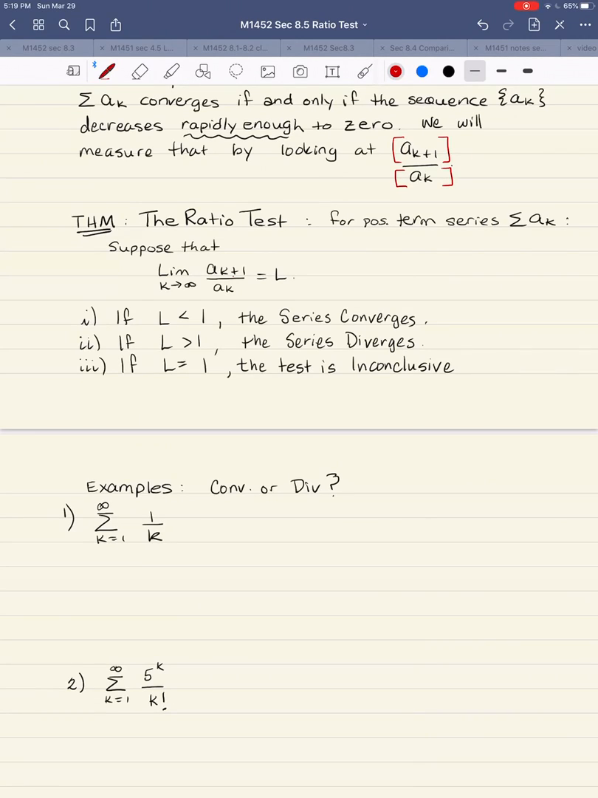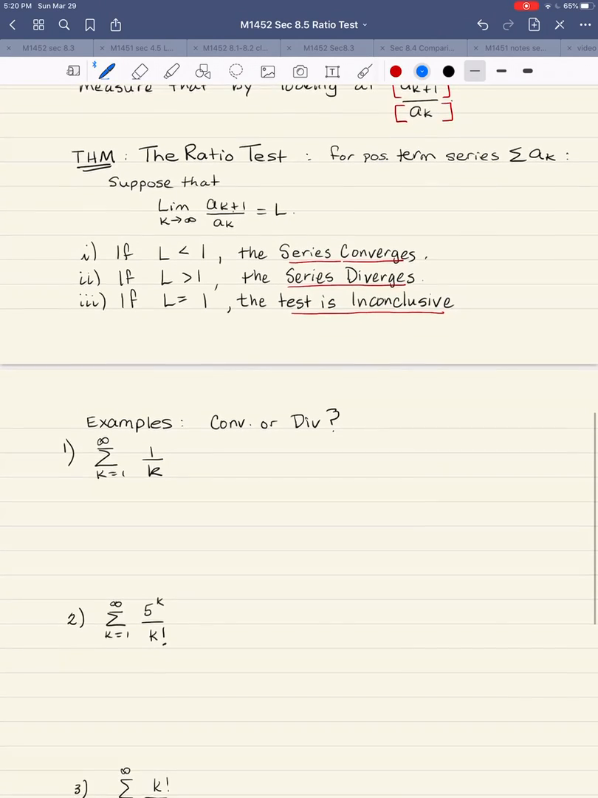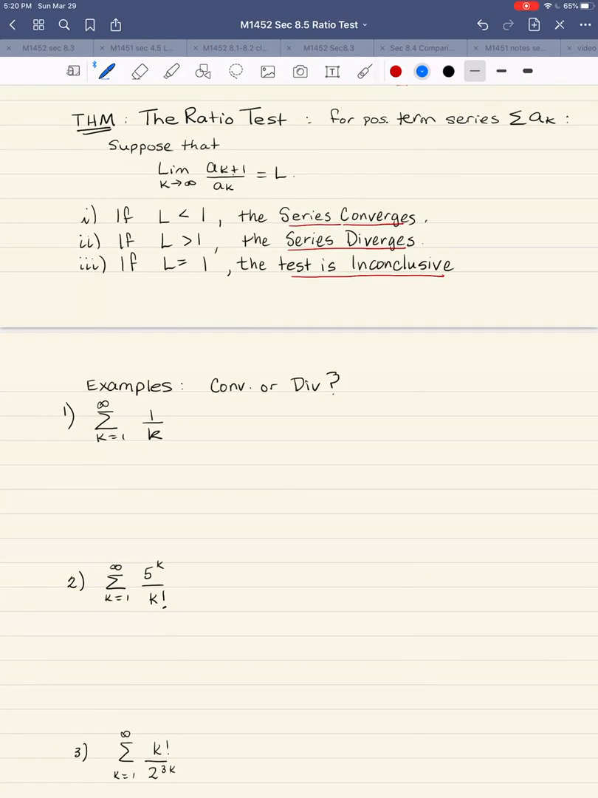If L is smaller than 1, that means the next term is going to be much smaller than the previous term. So our limit is smaller than 1, and the series converges. If L is bigger than 1, then my next term is a little bit bigger than my previous term, which means it's not going to zero fast enough, and the series diverges. The only problem is if they're really close to each other and you get a limit of 1, then this test fails, and you have to try something else. But like I said, if you've got k factorials and k powers, it works really well.